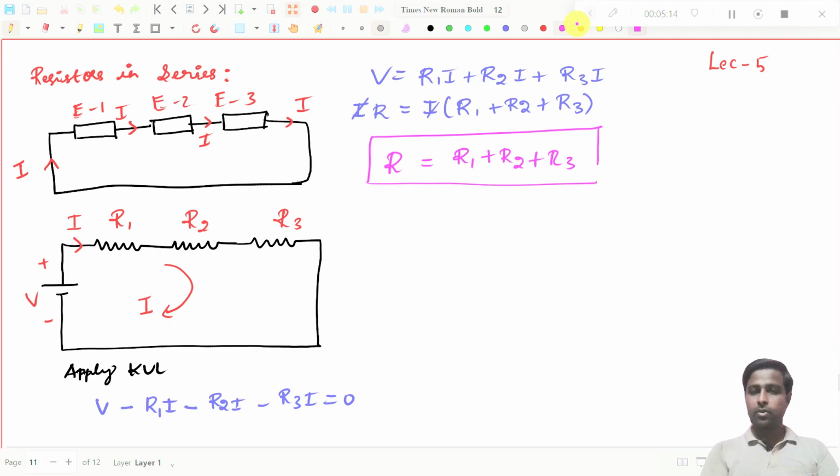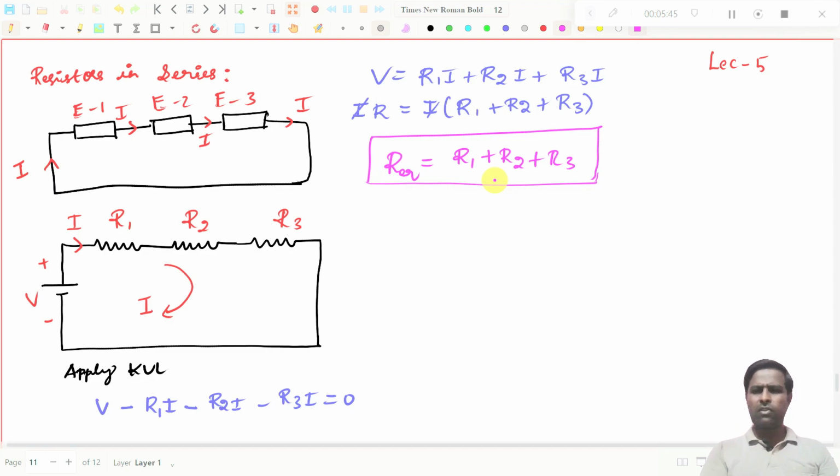Right. So this is the final. I may write this as R equivalent. That means the equivalent resistance of this whole circuit, which is nothing but R1 plus R2 plus R3. Which means if resistors are connected in series, then my equivalent resistance value will be equal to what? R1 plus R2 plus R3. In simple terms, we should add all the resistor values if they are connected in series, if you want to find the equivalent resistance.